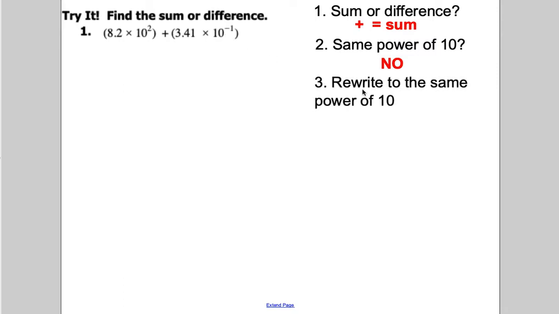So what do we need to do first? We need to rewrite them so that they have the same power of 10. You can either rewrite 8.2 times 10 to the 2 or 3.41 times 10 to the -1. You can change either one of them to match the other's exponent. I am actually going to choose 3.1 times 10 to the -1.